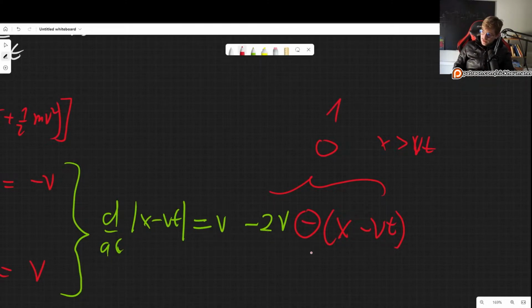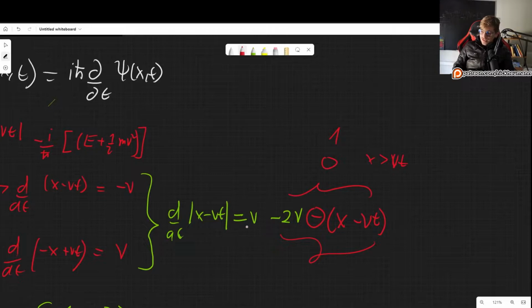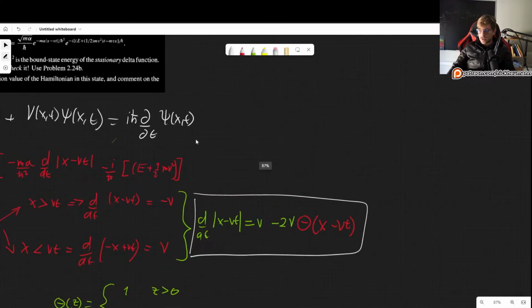So let's check this. If we are in x smaller than vt, then this is 0, and our derivative is v, which is exactly what we want. And if we are in x greater than vt, then this has a value of 1, and we get v minus 2v, which is minus v, which is exactly what we want. So there we go. This is the derivative that we were looking for.